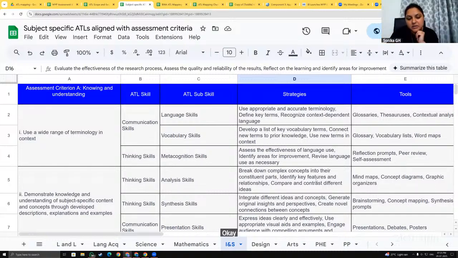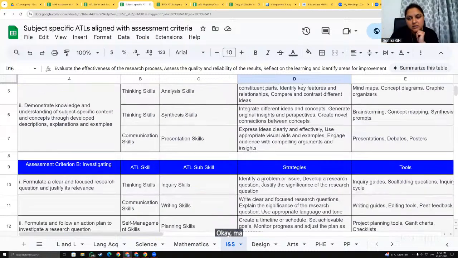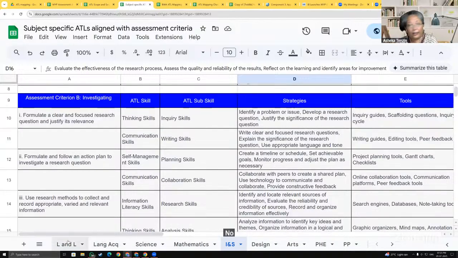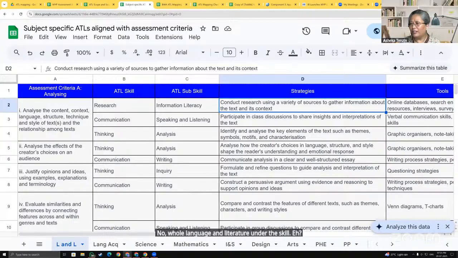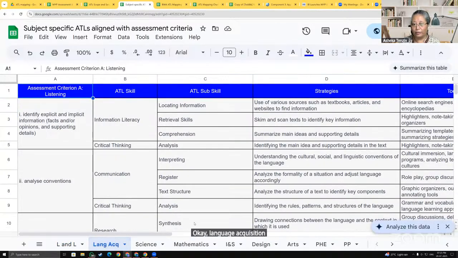Okay, ma'am. Now, language and literature, another skill. Can you show me the language acquisition also? Language acquisition, ma'am, please. Okay. Analyze conventions.